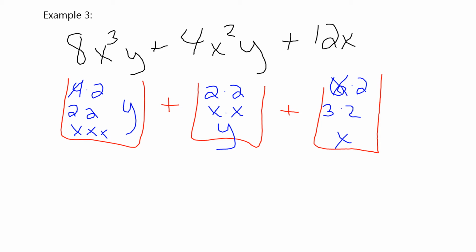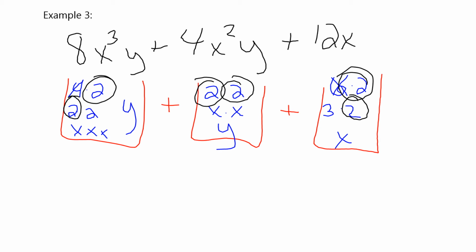So I noticed that every single bucket has a 2. So I'm going to circle a 2. And looking at this, I see that they have a second 2 in common. So I'm going to go ahead and circle a second 2. And looking at variables, I see that they have 1x in common. So I'm going to circle 1x. So now my greatest common factor is 2 times 2 times x.